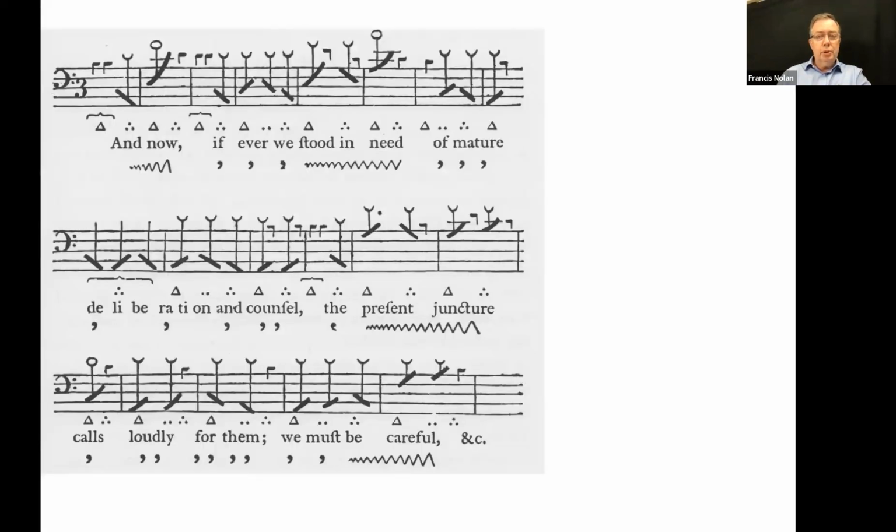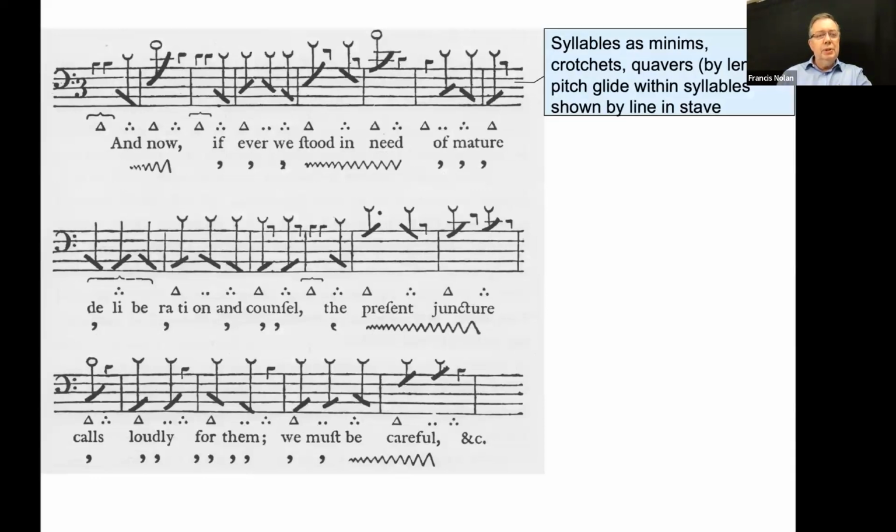And he came up with this amazing notation. It's clearly musical in nature. So it has syllables represented by musical notes of different size. So minims, quavers, semiquavers, I think. And then in the stave itself, between the lines, the black curving or straight line indicates what he perceived as pitch movement within each syllable.